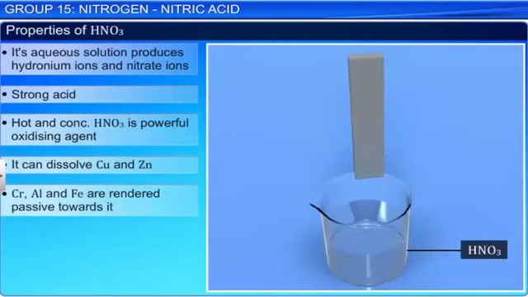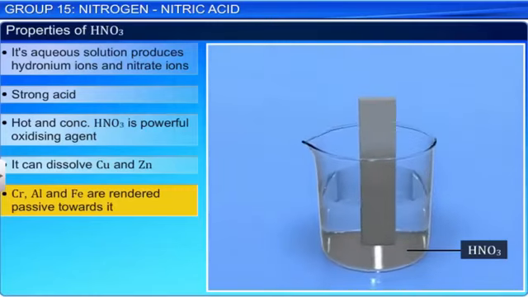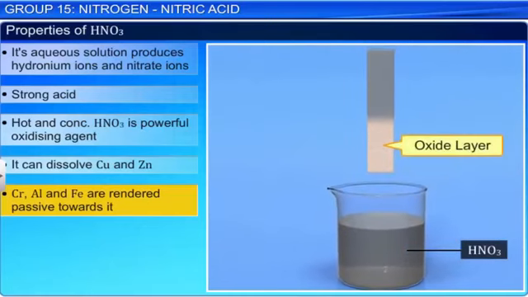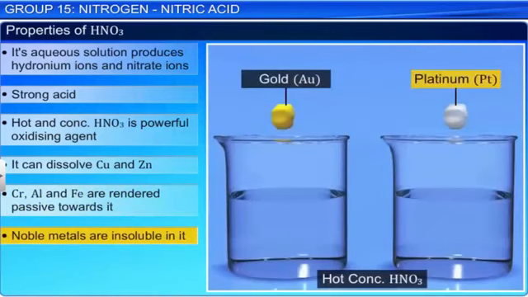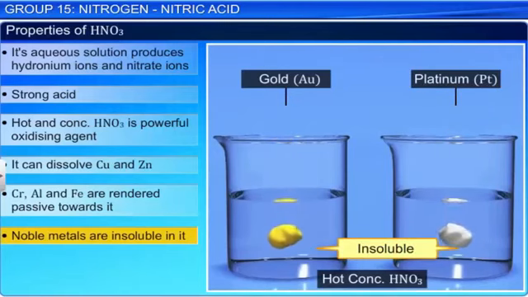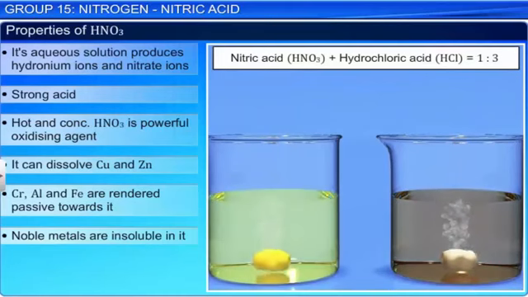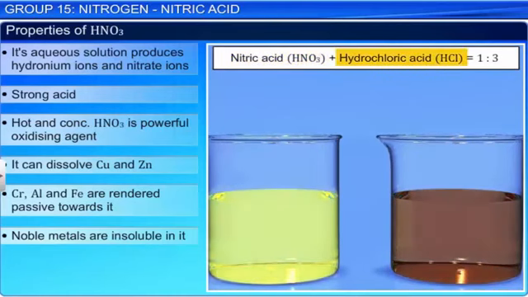Certain metals such as chromium, aluminium, and iron are rendered passive towards an attack by nitric acid. This is due to the formation of a thin layer of oxide on the surface of these metals. Noble metals, such as gold and platinum, are insoluble even in hot and concentrated nitric acid. However, these metals dissolve in a concentrated solution of nitric acid and hydrochloric acid taken in the ratio of 1:3. This solution is called aqua regia.